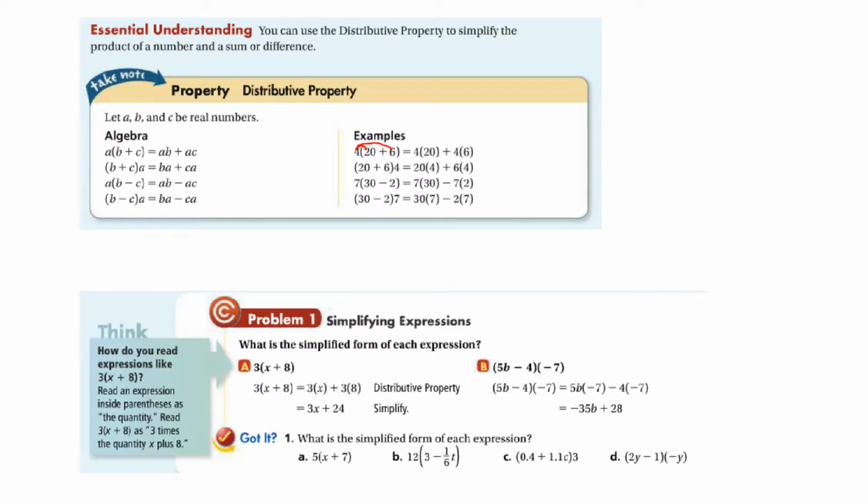So if you're thinking about that guiding question, is the distributive property commutative? Yes, it is. And if we look at the second example, it shows 7 times 30 minus 7 times 2. So it works for addition and it works for subtraction.